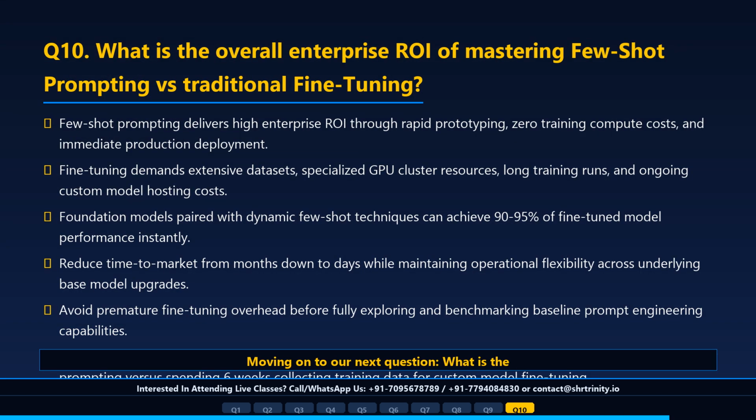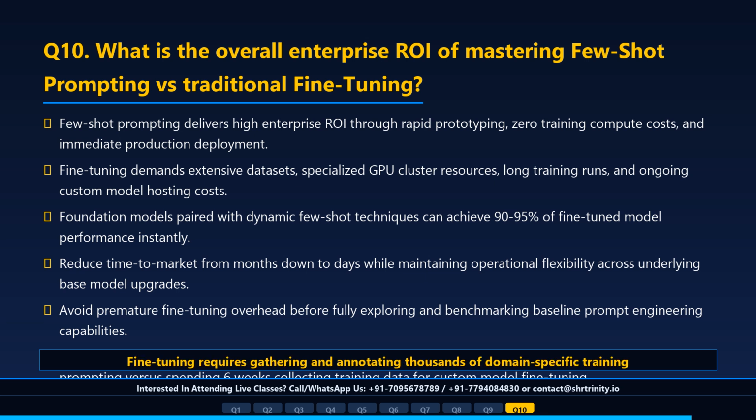Moving on to our next question: what is the overall enterprise ROI of mastering few-shot prompting versus traditional fine-tuning? When evaluating enterprise AI strategy, engineering leaders must balance model performance against time to market, infrastructure complexity, and total cost of ownership. While full model fine-tuning is often considered the gold standard, dynamic few-shot prompting typically delivers a vastly superior return on investment for most business applications. Let's examine why step by step.